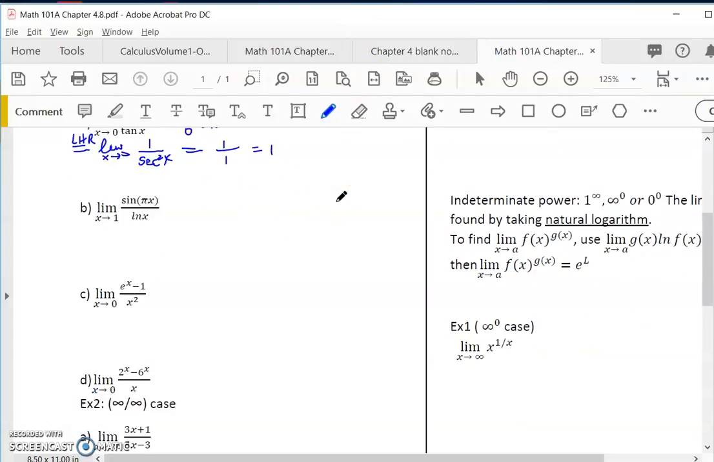And you do not do algebra, factoring, cancelling. You do L'Hopital's rule, once you know how to do derivatives.